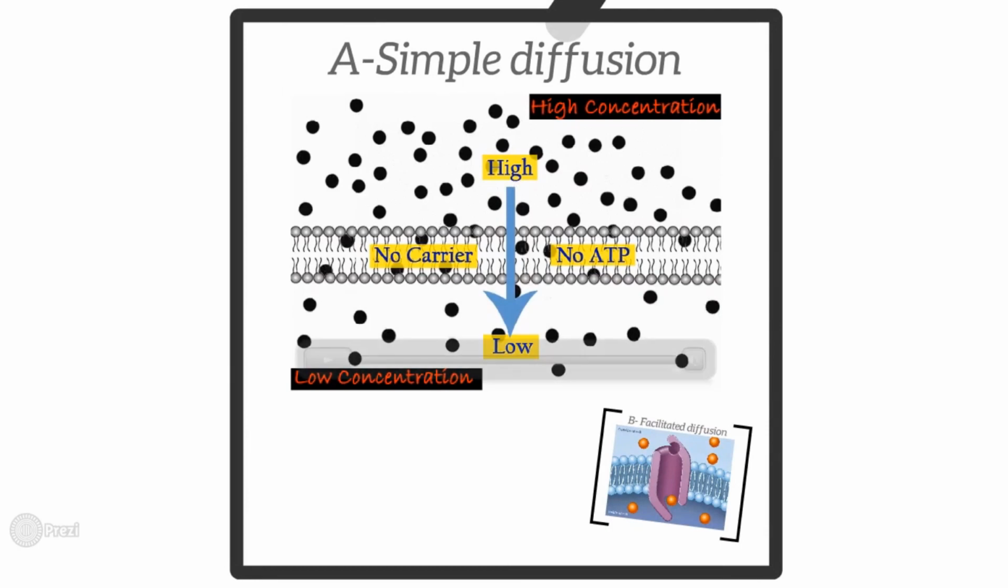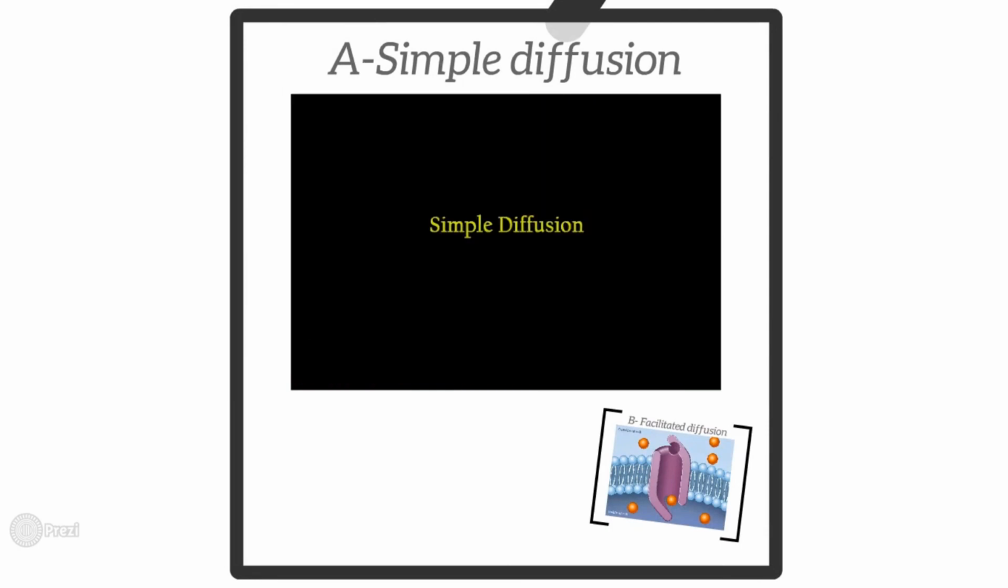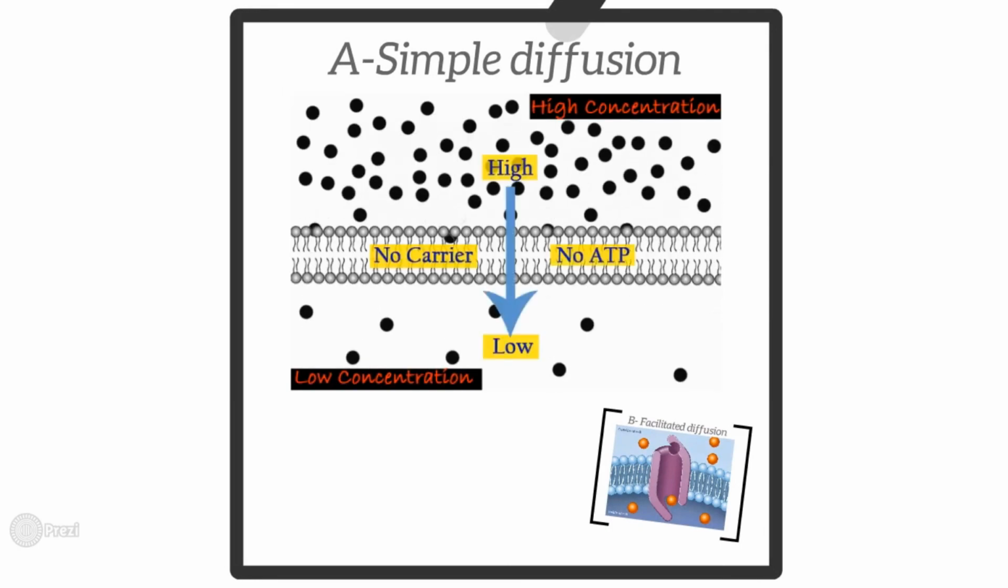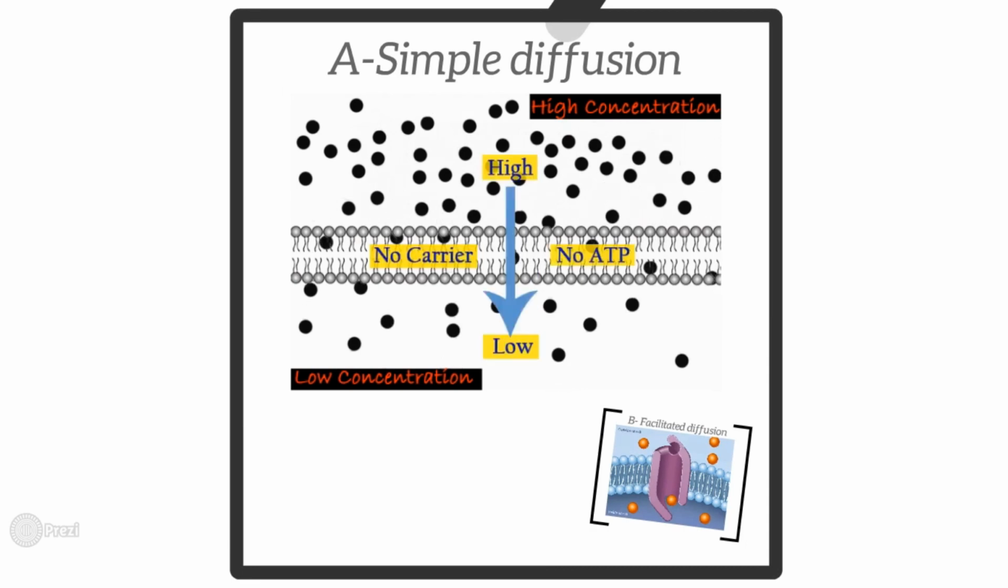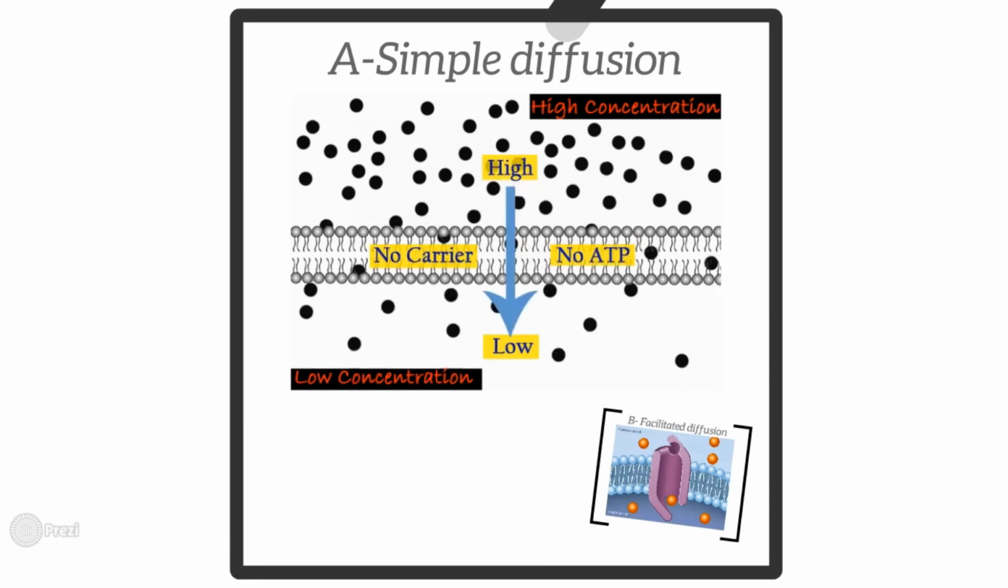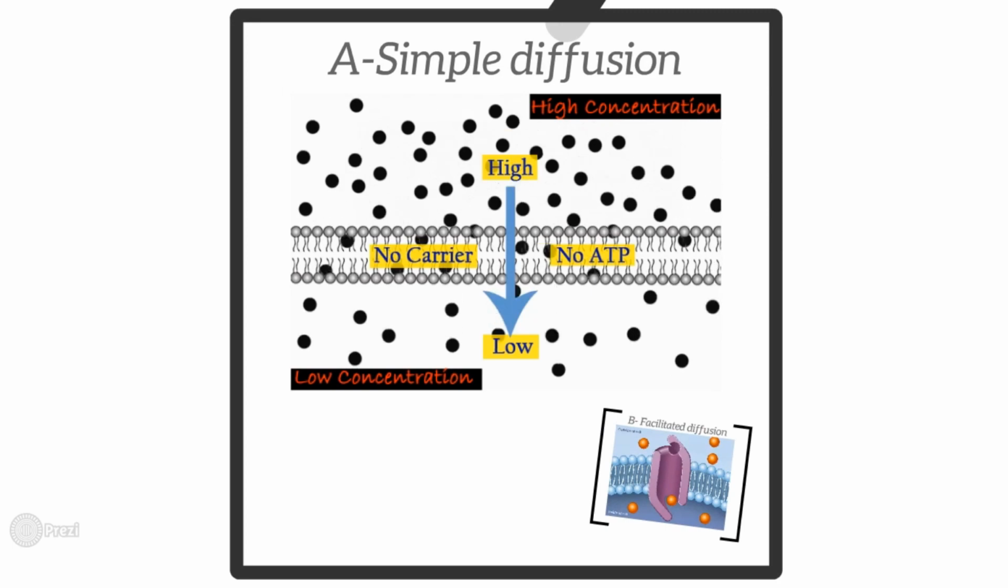Simple diffusion. It is a type of passive transport in which molecules move from high concentration to low concentration. It doesn't need a source of energy or need a carrier.